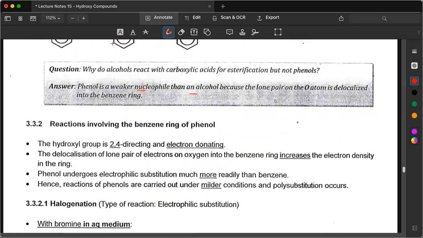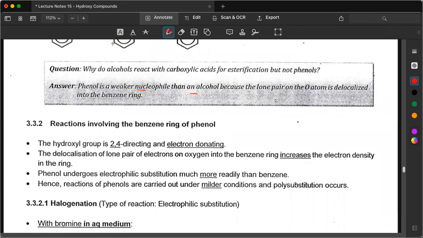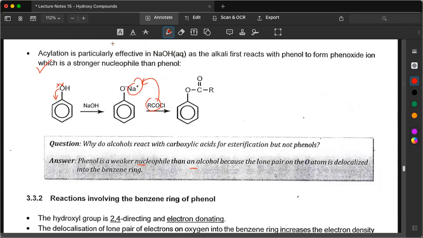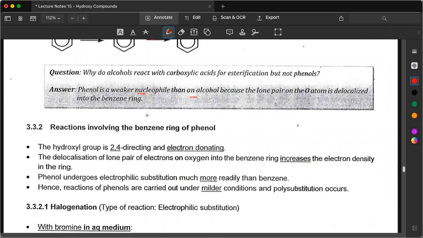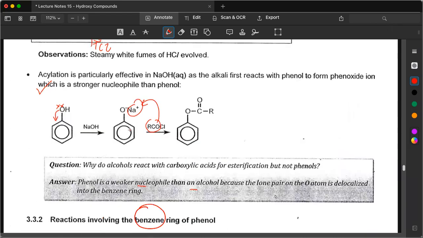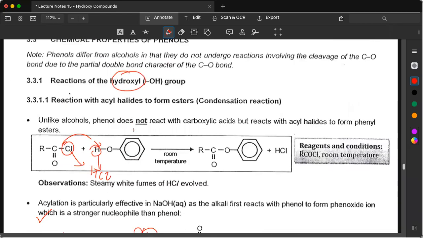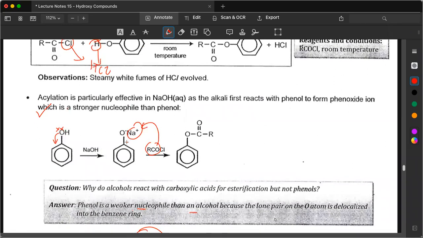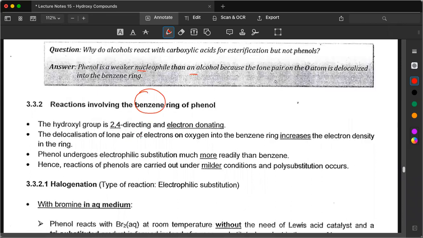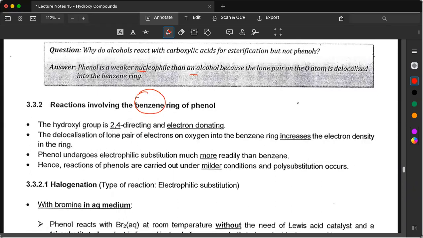So for reactions involving the benzene ring of phenol: in the first part, we talked about the hydroxyl part, how it reacts. And now we look at the benzene ring. Here we are looking at electrophilic substitution.